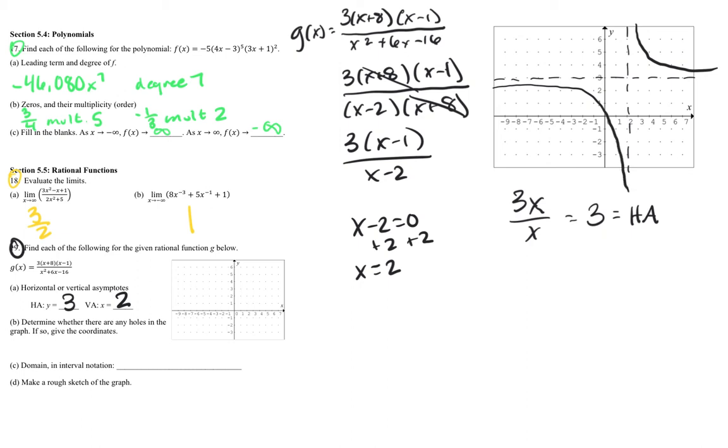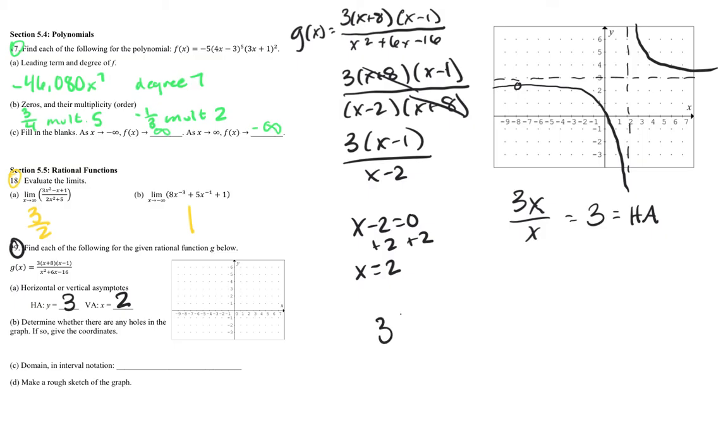Okay, so it's asking us to determine whether there are any holes in the graph, and if so, give the coordinates. So we do have a hole in our graph, and it's going to come from this x plus 8 that we ended up canceling out. It does cancel out, but it is still there, and we need to account for it. So that means that at negative 8, where that would be 0, we have a little tiny hole right here. So we're going to need to plug in negative 8 into this formula here to find those coordinates.